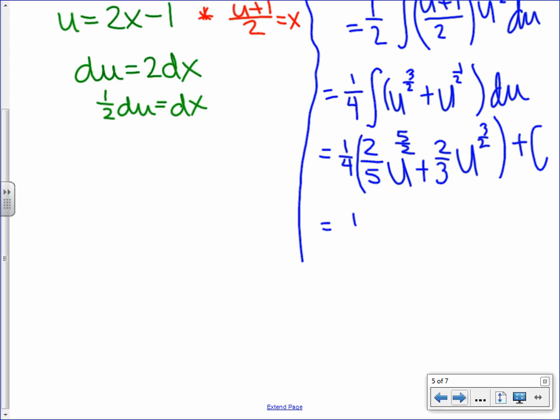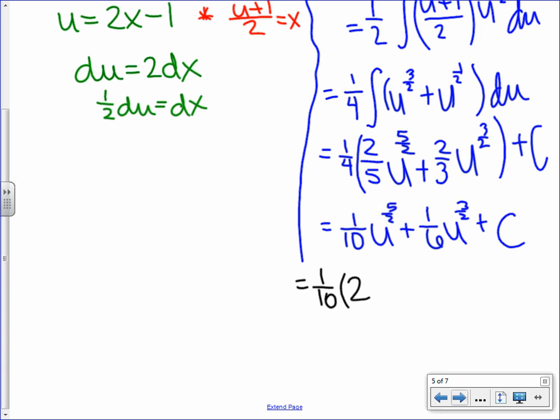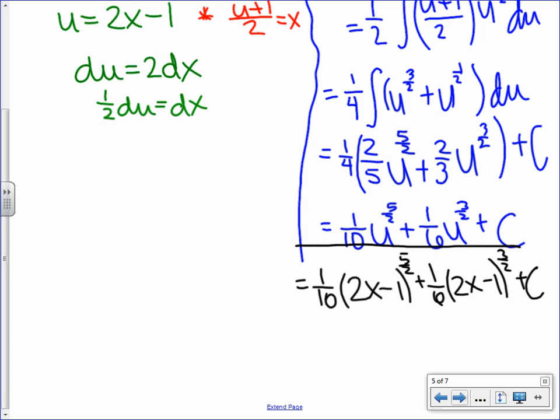So 1/10 u to the 5/2 plus 1/6 u to the 3/2. Are we done? Yes. Oh, the u's gotta come back out. Okay, we don't want those u's. That's gotta come out. So we have 1/10 times (2x minus 1) to the 5/2 plus 1/6 times (2x minus 1) to the 3/2 plus C, and that is the answer that I want.